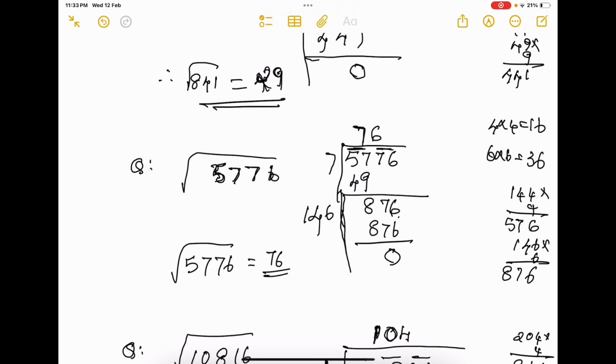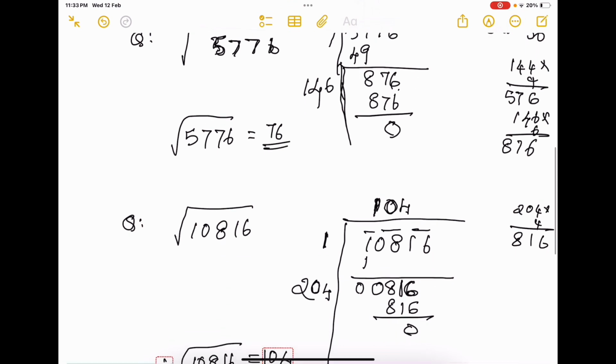So we can check like this. Before 10, 4 into 4 is 16 and 6 into 6 is 36. If you write 4 near 14, we get 144 into 4. Please multiply it. We get 576. It is not correct. So check 146 into 6. It is 876. So we can write 6 near 7 in the quotient and 6 near 14 also. Then you write the product here, 876 minus 876. Subtract it. Then we get 0. So the root of 5776 is equal to 76.